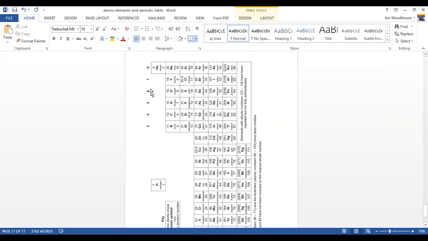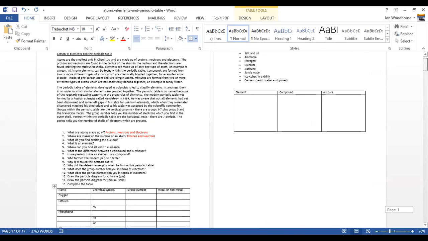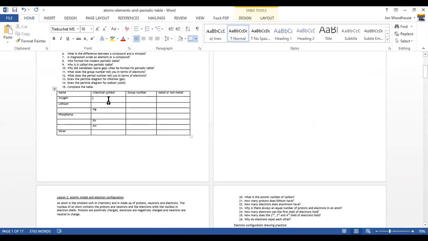But oxygen is in group 6. It's got the symbol O. And well, we know that oxygen is a gas, it's a non-metal. So we can now complete this. So chemical symbol O, group number 6, metal or non-metal, non-metal. Okay, I'm just going to highlight those in red, and then I can move on to the next one. So if you pause the video now and attempt this one, that'll be great.